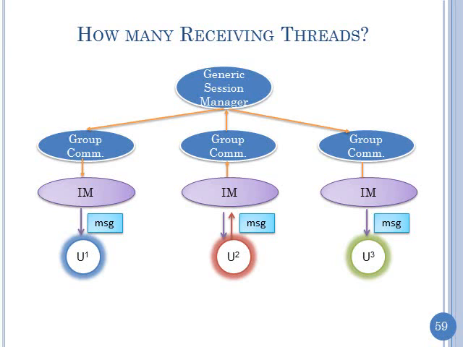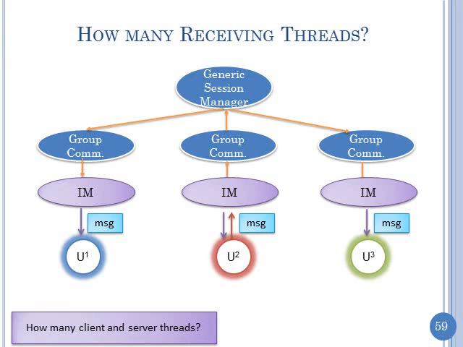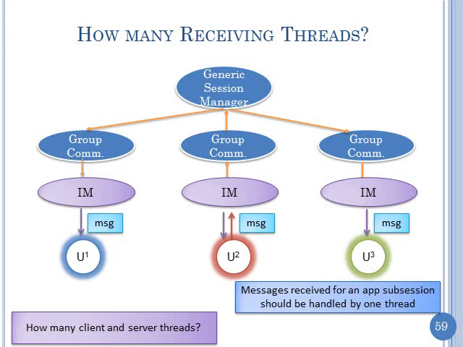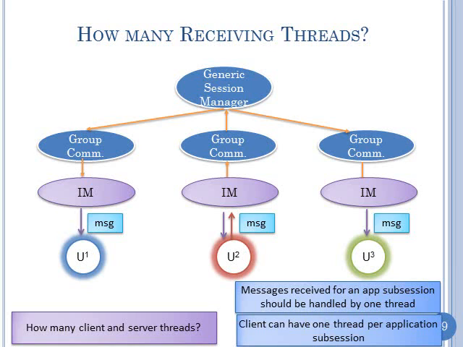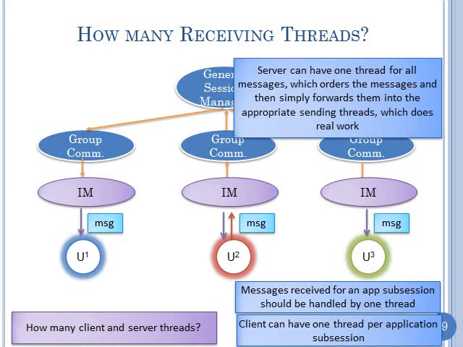And how many client and server threads, how many receiving threads at the server end, how many receiving threads at the client end, and you can give the same kind of arguments that you want to keep the messages in order. You don't want to destroy the order that the sending guy created for you. Okay, and clients can have one thread per application subsession. So that's what should happen.